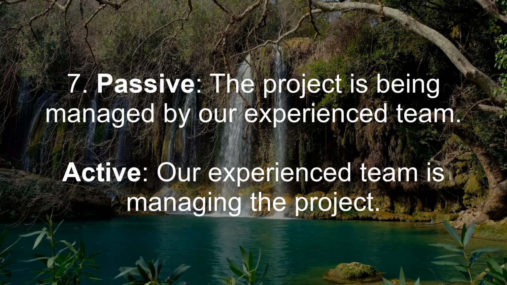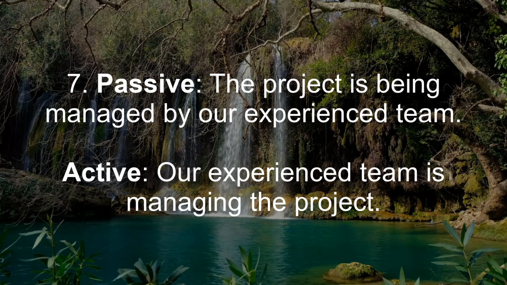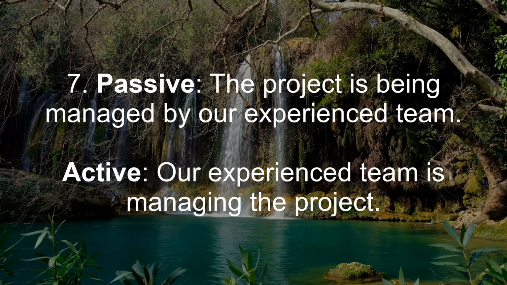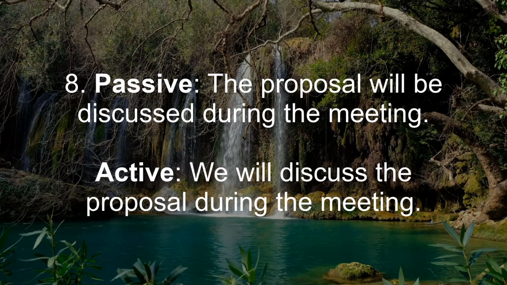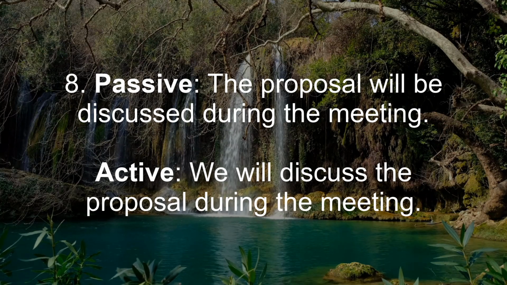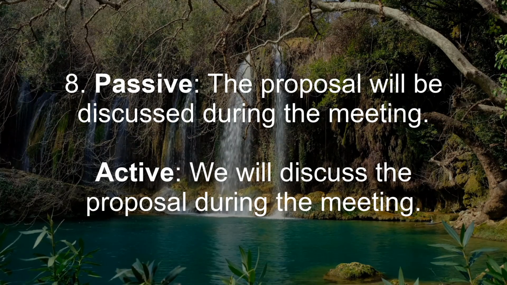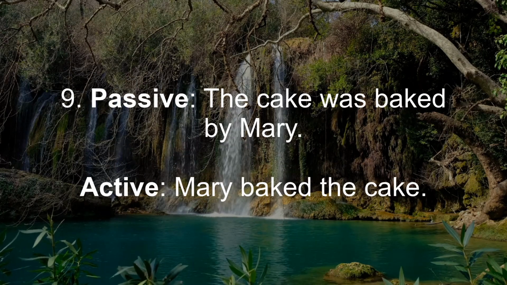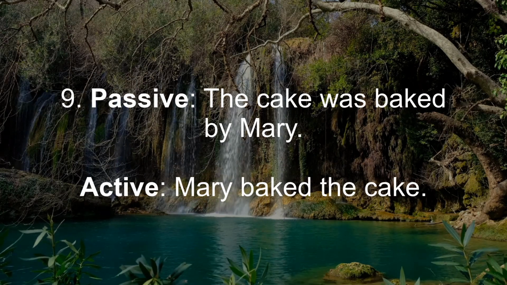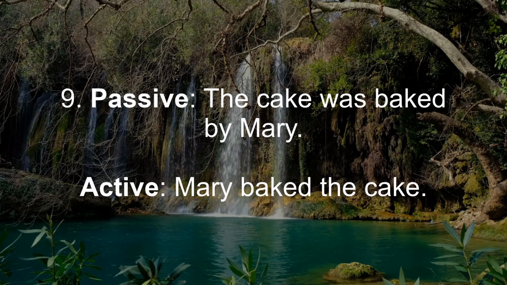7. Passive: The project is being managed by our experienced team. Active: Our experienced team is managing the project. 8. Passive: The proposal will be discussed during the meeting. Active: We will discuss the proposal during the meeting. 9. Passive: The cake was baked by Mary. Active: Mary baked the cake.